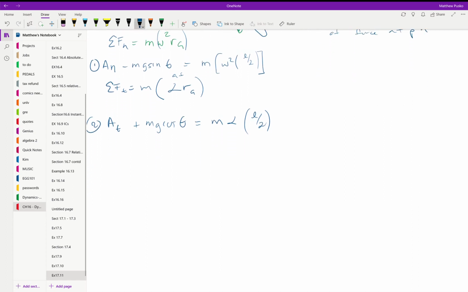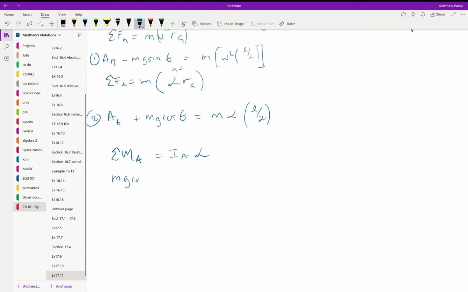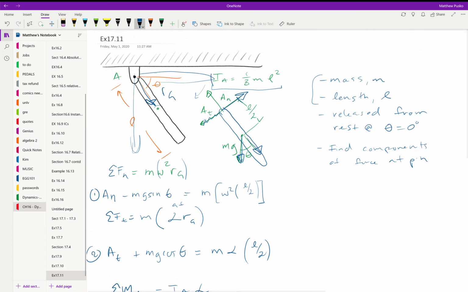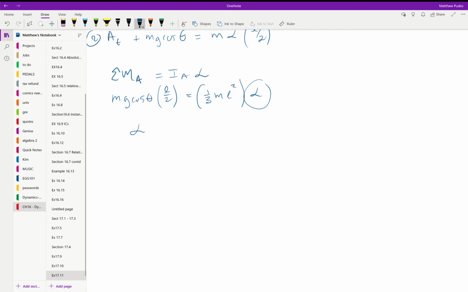What about the moments? Let's sum the moments, and let's do that about A. And that'll be equal to I_A alpha. What kind of moments do I have about A? Well, I have only a component of the weight pulling down. And that would be mg cosine theta, acting at a distance of L over 2, not the full length. And then we pull our I for a thin slender rod being rotated about its end. That's 1/3 ml squared, and alpha. So I'm going to solve this for alpha, because we need to eliminate it in a second. I'll get mg cosine theta times L over 2, all divided by 1/3 ml squared.